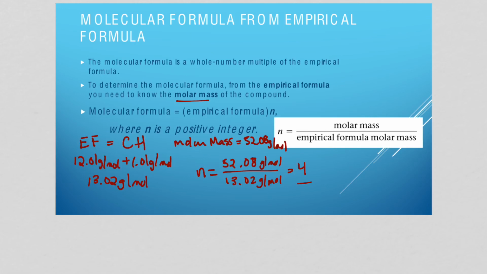So that means my molecular formula is equal to the empirical formula CH times 4, or C4H4. Right? So I'm going to take my subscripts of 1 here and multiply them by my multiplier. And so the actual molecular formula would be C4H4. But the only way we could do that was to know the molar mass of this actual compound. Otherwise, we don't have any idea if it's CH, C2H2, C3H3, C5H5, etc. Right?